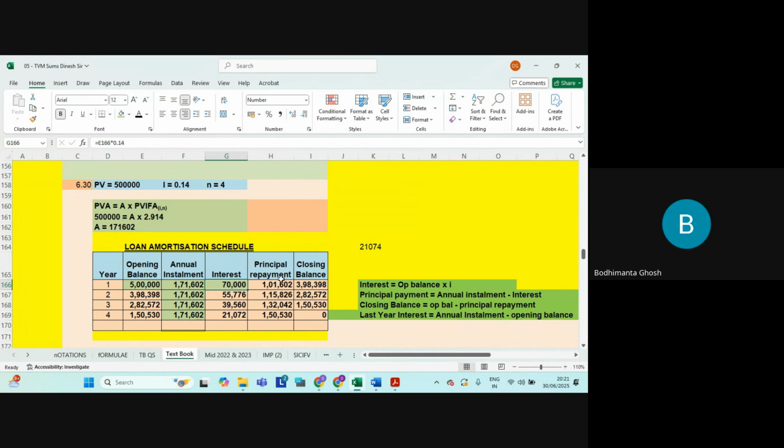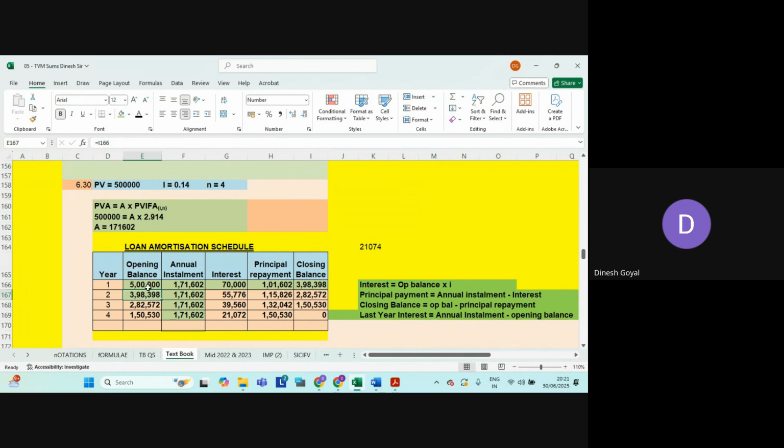Yes, sir. Then principal repayment is annual installment minus interest. So this 1,71,602 minus 70. And closing balance is your opening balance minus principal repayment. So you will get this. Then this closing balance will become the opening balance of the next year. Then again you have to repeat.